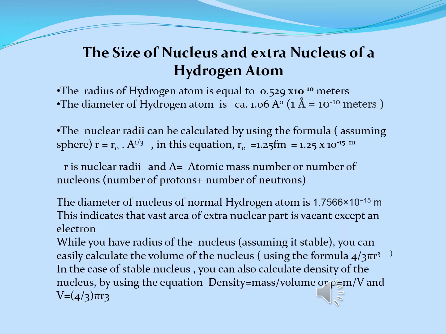The radius of the hydrogen atom is given here. Nuclear radius can be calculated by using the formula as given here. When you compare it with atomic radius, the difference is of the order of 10 to the power 5. Using the nuclear radius, determine the volume of the nucleus, that is 4/3 pi r cube. Once volume is calculated, the density of the nucleus can be calculated, considering it a suitable nucleus.